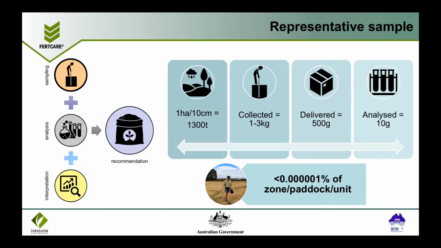So if we don't get that right, we may not have meaningful analysis in the lab, we may not have meaningful interpretation, and we may not have meaningful recommendations. So poor sampling could lead to a poor recommendation.